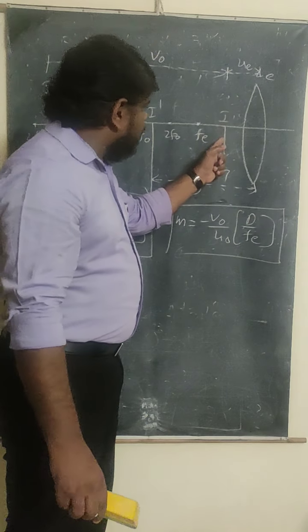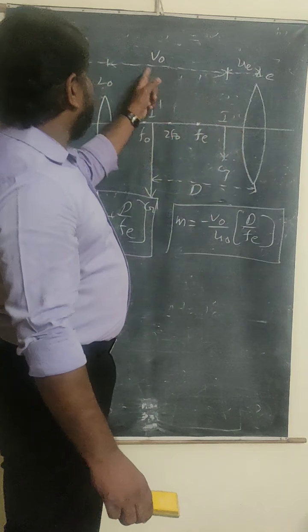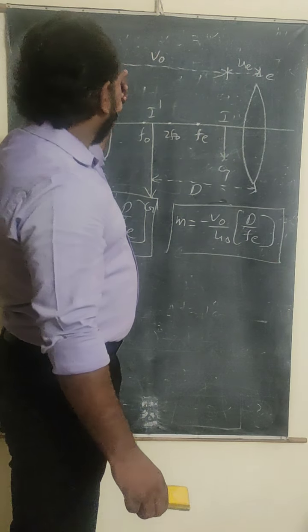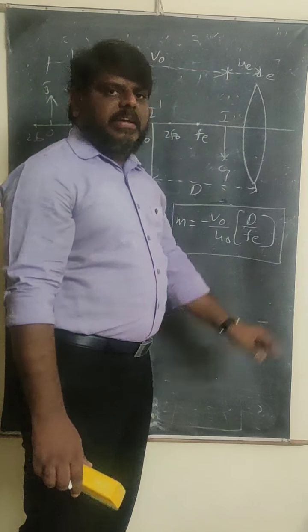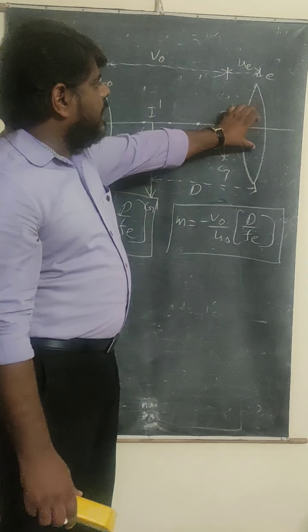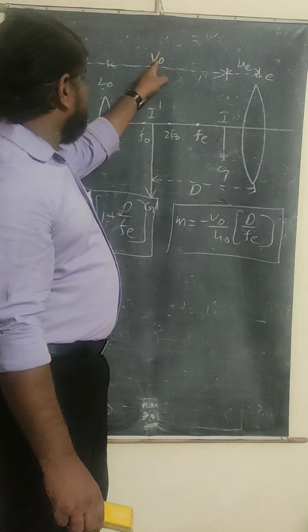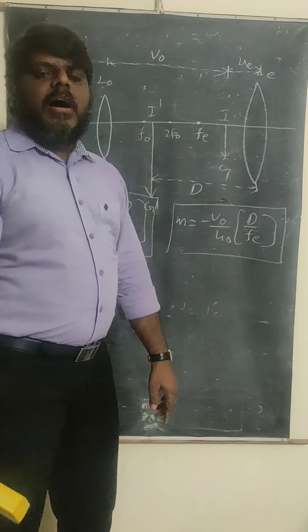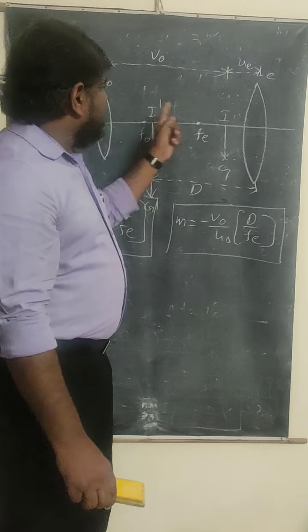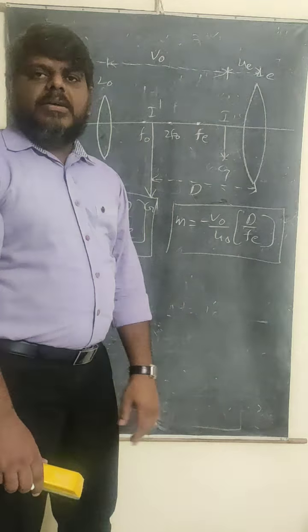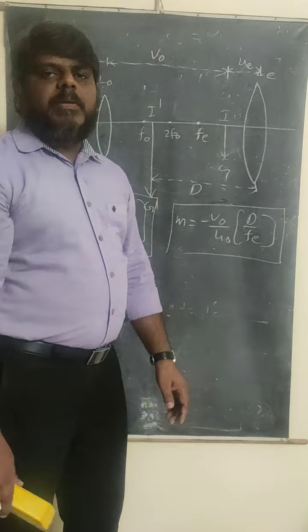If this image is going very near to the eye lens, then V0 will be taken approximately as the distance from one lens to the other lens. Only on which condition? When the eye lens focal length is very small. On that condition, this V0 can be written as L, the length of the compound microscope.